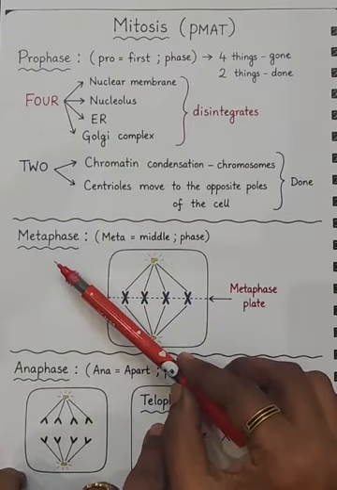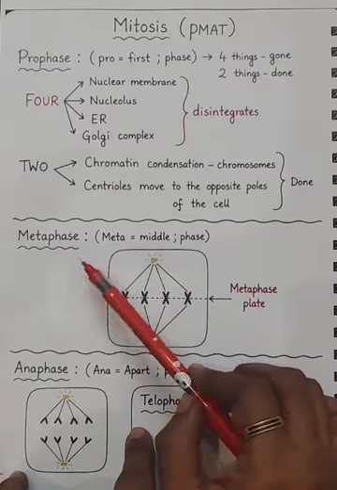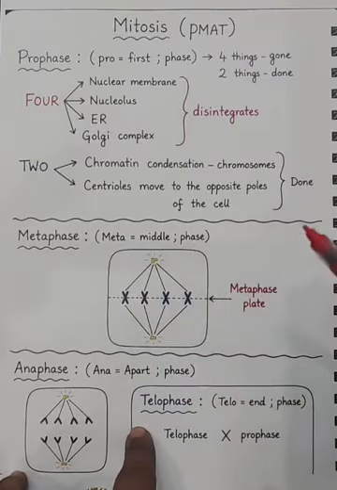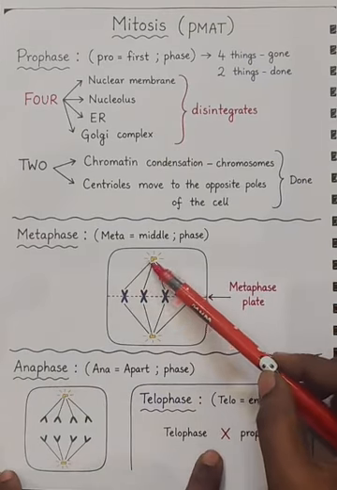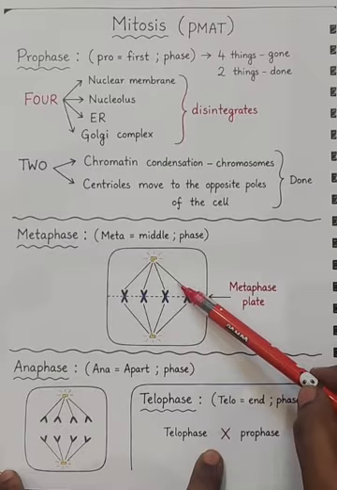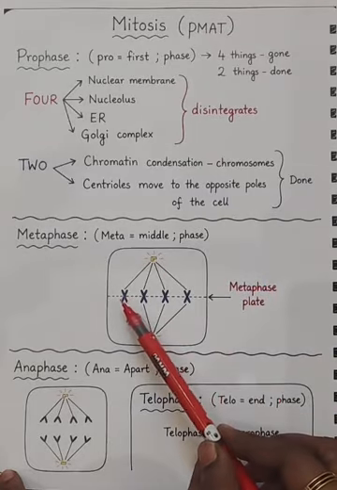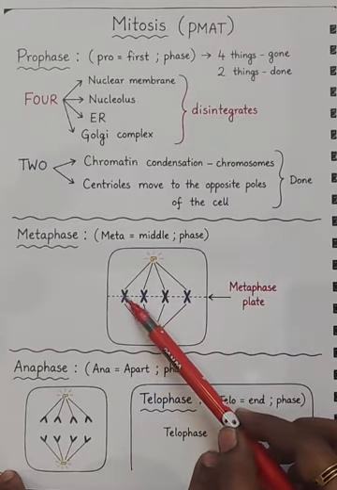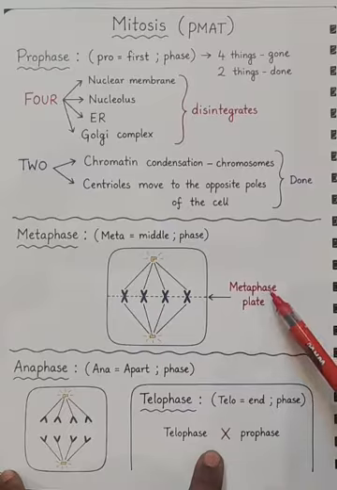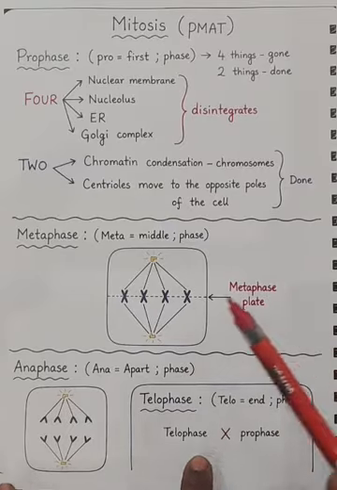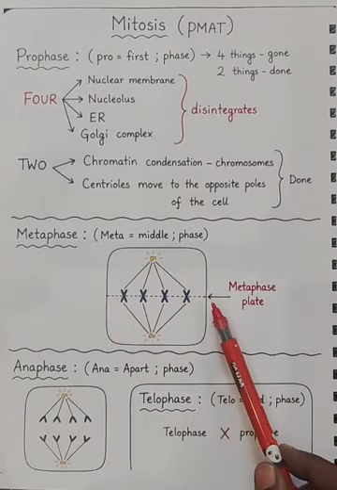Coming to the next phase, that is metaphase. What is the meaning of metaphase? Meta means middle. Since this is the middle phase, it is called metaphase. One important characteristic feature of metaphase is formation of spindle fiber apparatus from the centrioles. Centrioles form the spindle fibers to which the chromosomes get arranged or attached in the center of the cell, forming the metaphasic plate. The center of the cell is called the equator of the cell. So the metaphasic plate is formed at the equator of the cell.